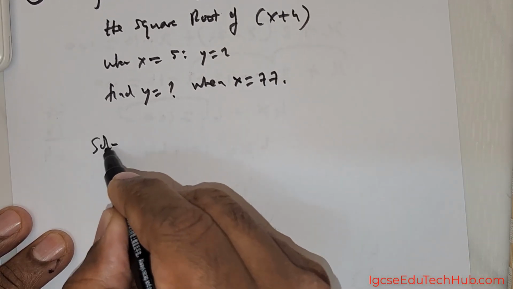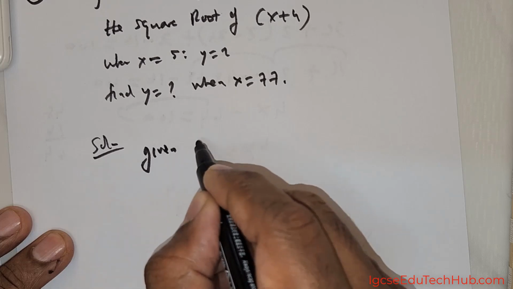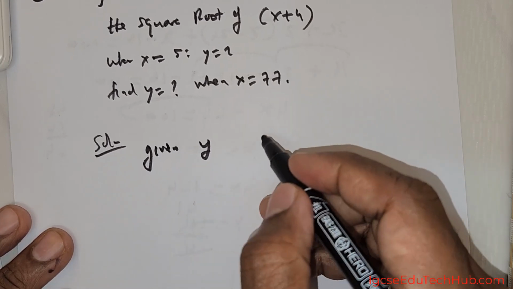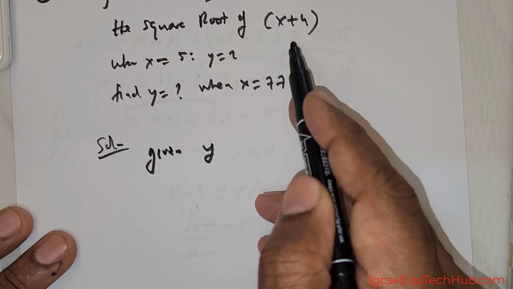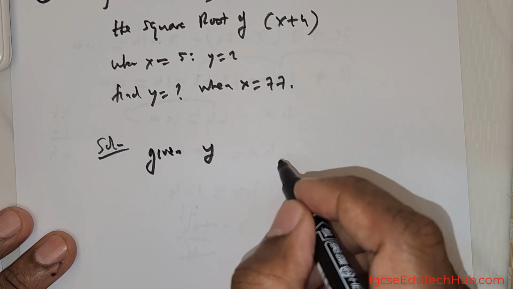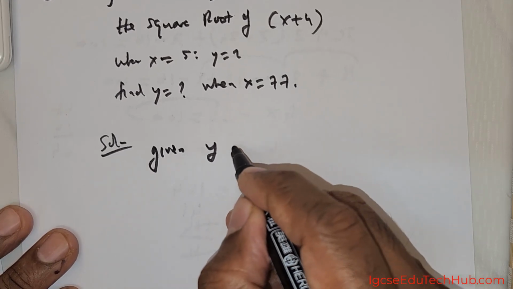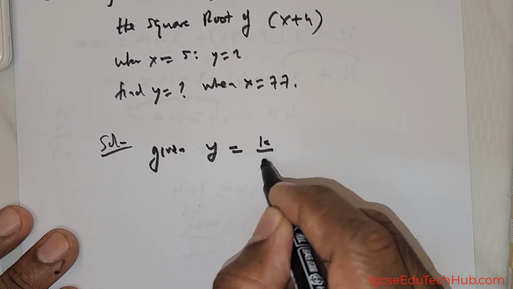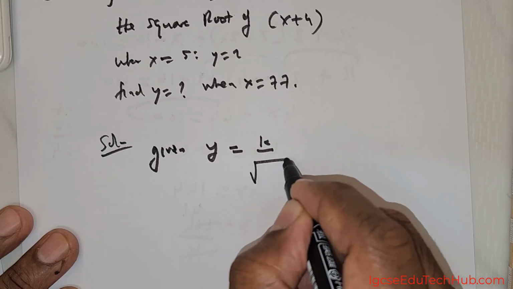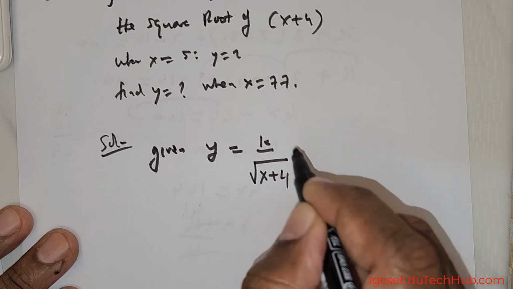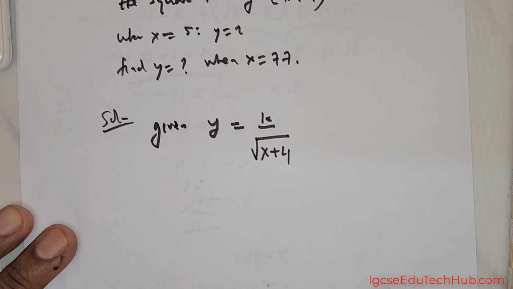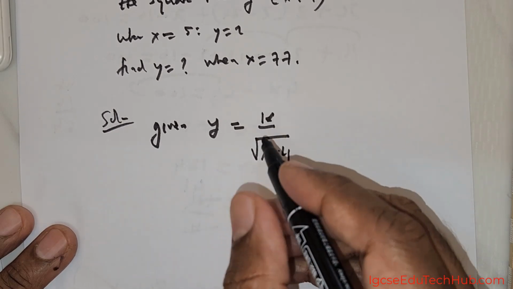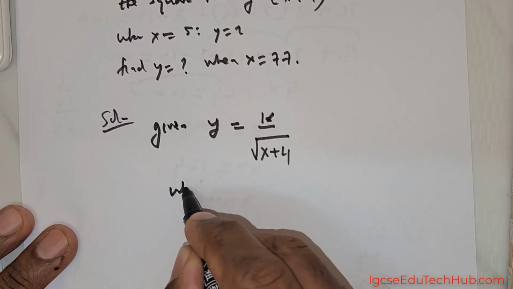Now this is the solution. What is given? Given y is inversely proportional to the square root of x positive 4. So when you're writing, you will have to connect it like this with a constant k over the square root of x positive 4. So that's the way you need to create the equation. Now you need to get the value of k.